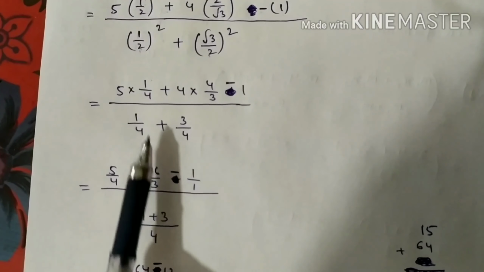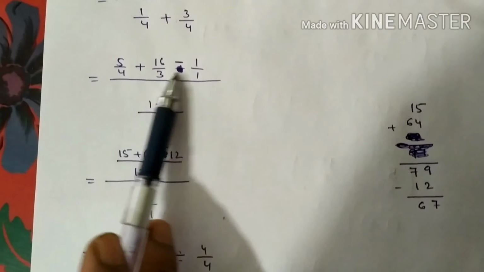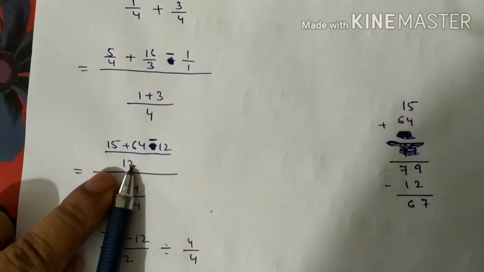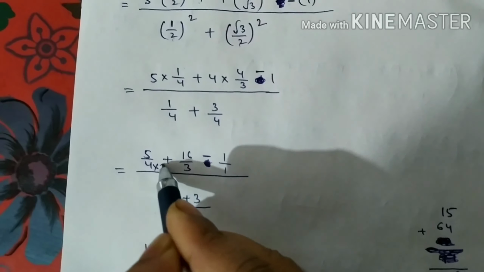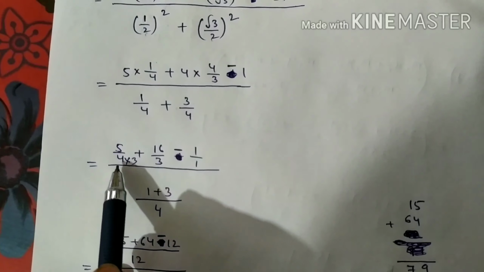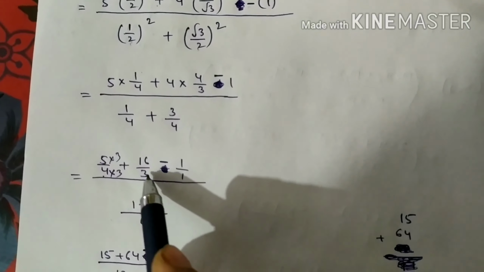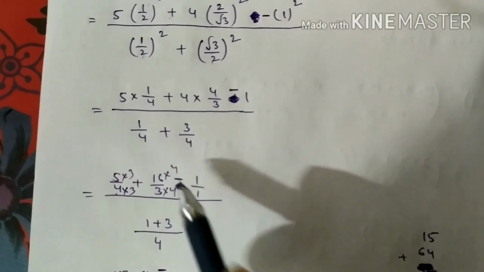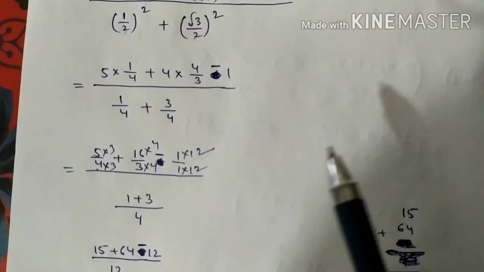So if we solve it out, we will get 1 plus 3 here. Now we will take the LCM of 4, 3 and 1. LCM of 4, 3, 1 is 12. So what number we will multiply with 4 to get 12? We will multiply 4 with 3 to get 12. We will multiply 3 with 4 to get 12. So here also I will have to multiply 3. Here it is 3, so I will multiply 4 to get 12. So here also 4. Here it is 1, so I will multiply 12 to get 12. So here also I will multiply 12.